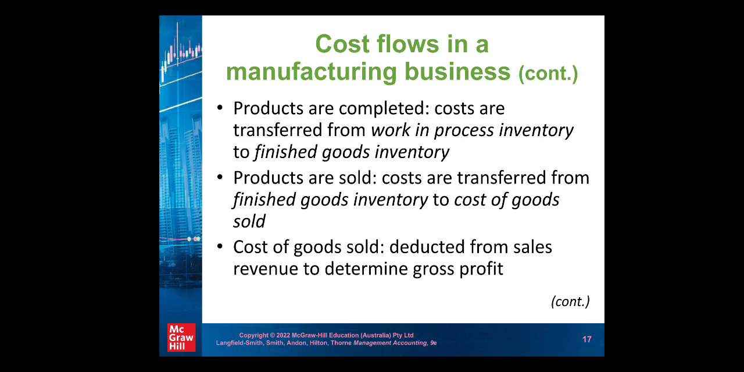The next point, when the product are sold, costs are transferred from finished goods inventory account to the cost of goods sold. Remember when you prepare the income statement, one of the item that you have to show in the income statement is the cost of goods sold. So when you sell the product, cost that you have recorded in the finished goods inventory account will be transferred to the cost of goods sold account. And later, when you want to calculate your profit, the cost of goods sold has to be deducted from sales revenue to determine the gross profit.